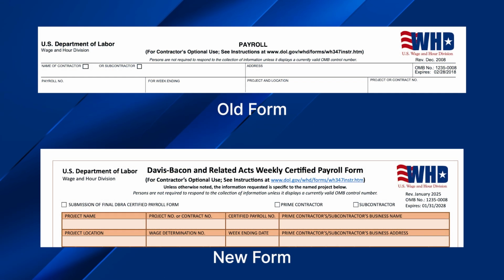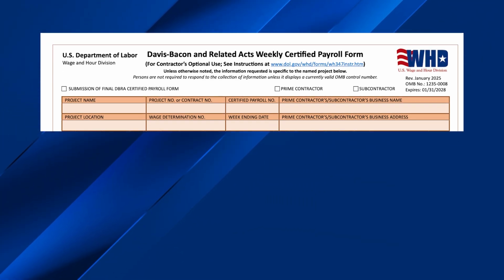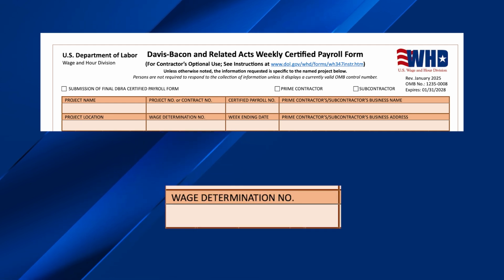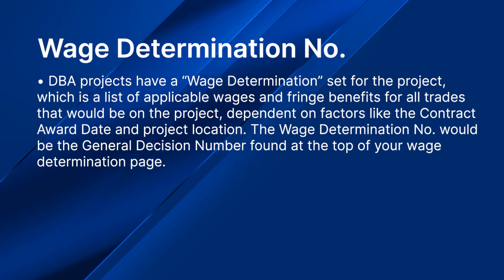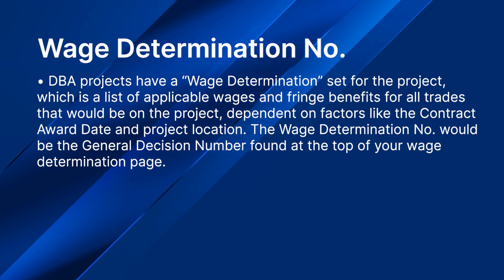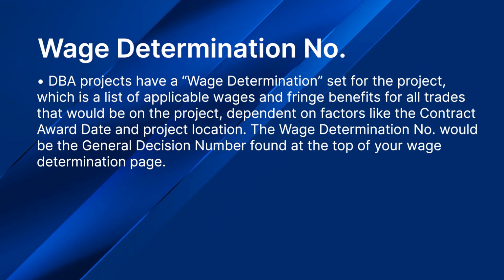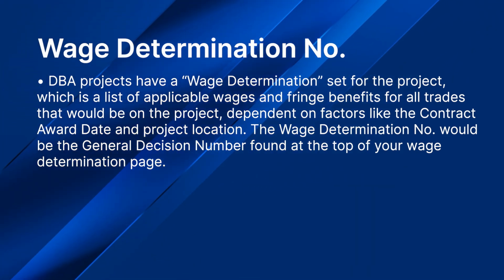The basic information section, containing basic information about the contractor, project, and payroll, has taken a new table format. All information on the old form still remains on the new one, with the new addition of the wage determination number. DBA projects have a wage determination set for the project, which is a list of applicable wages and fringe benefits for all trades that would be on the project, dependent on factors like the contract award date and project location. The wage determination number would be the general decision number found at the top of your wage determination page.